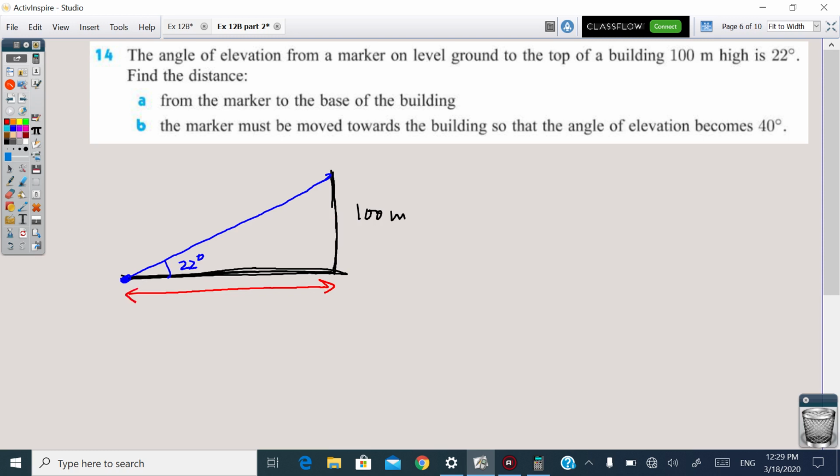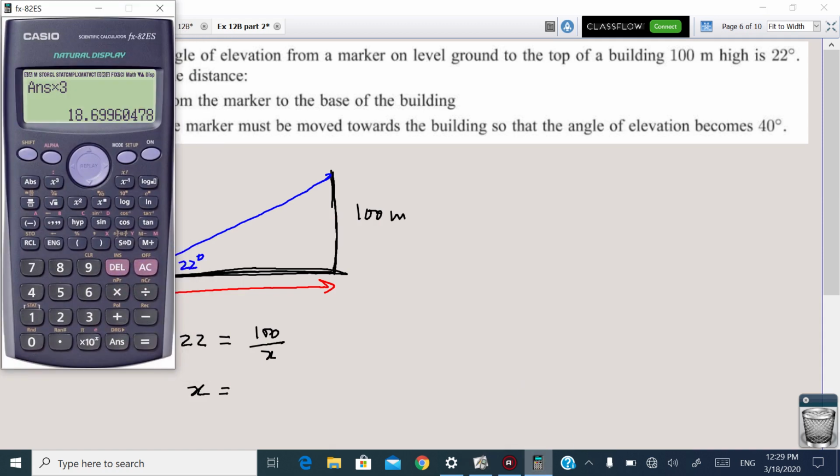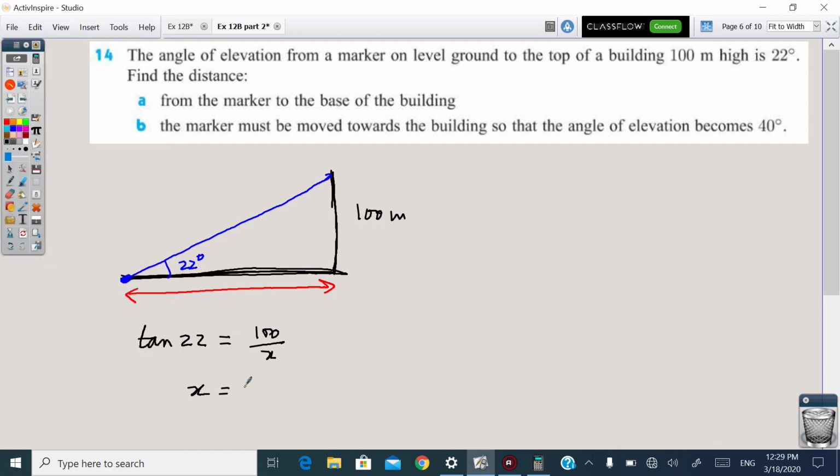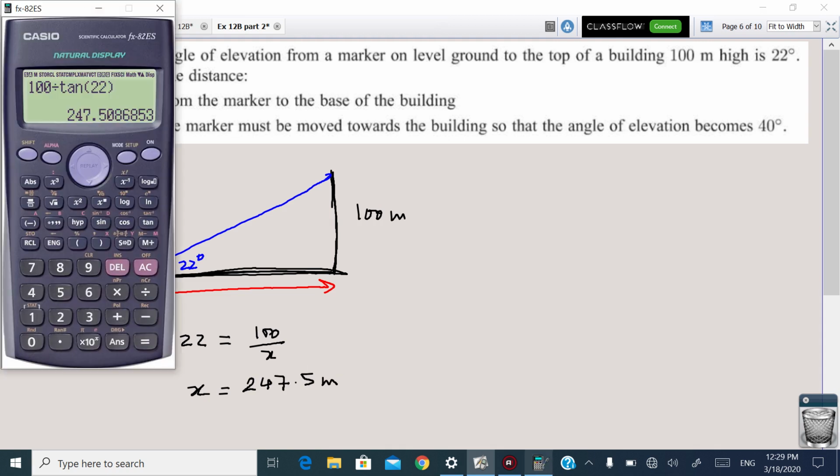and obviously it's the case for the tan. So tan 22 is equal to 100, and let's call it x. This gives us x is equal to 100 divided by tan 22, and that's 247.5 to 1 decimal place.